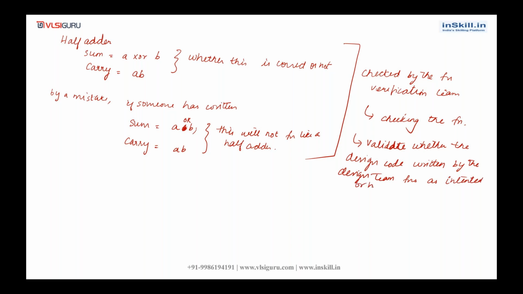So just a very simple example I have taken here. For a half adder, if someone has written sum is equal to A or B, then that circuit will not function like a half adder, right? So this is what will be validated by the functional verification team: whether the design code written by the design team functions as intended or not.